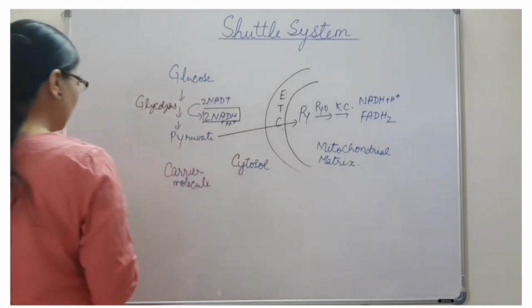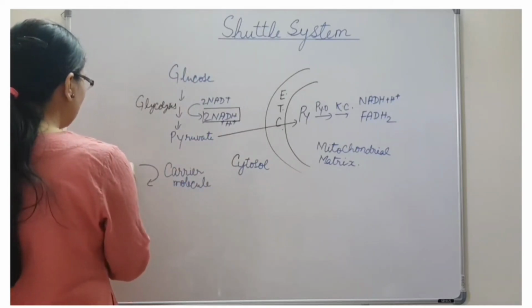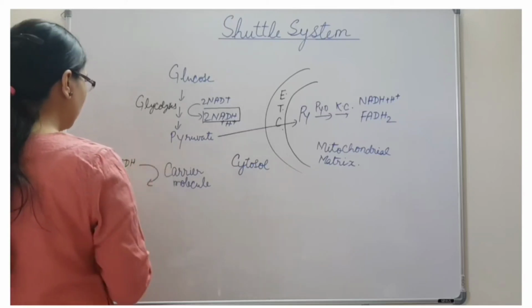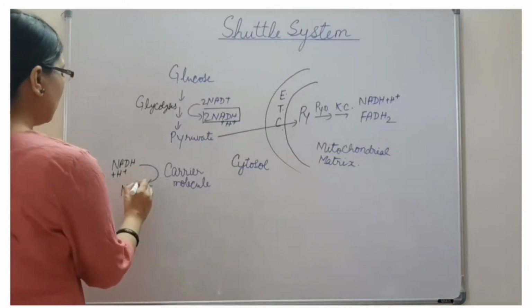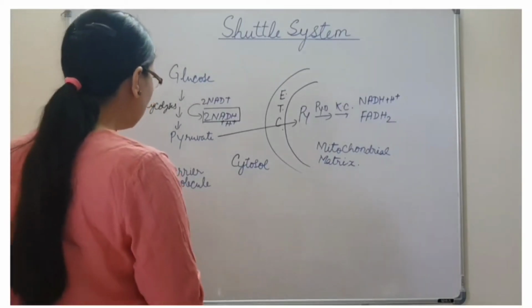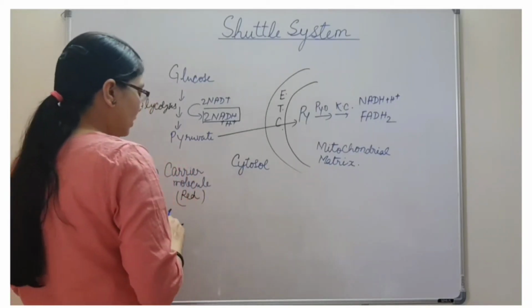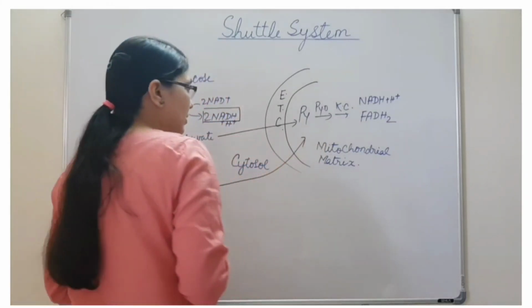This carrier molecule then takes the reducing equivalent of NADH. That means it takes the electron and hydrogen ion from NADH. NADH is oxidized to NAD+, which can be used further, and this carrier molecule is reduced. Then this carrier molecule is transported inside the mitochondrial matrix.